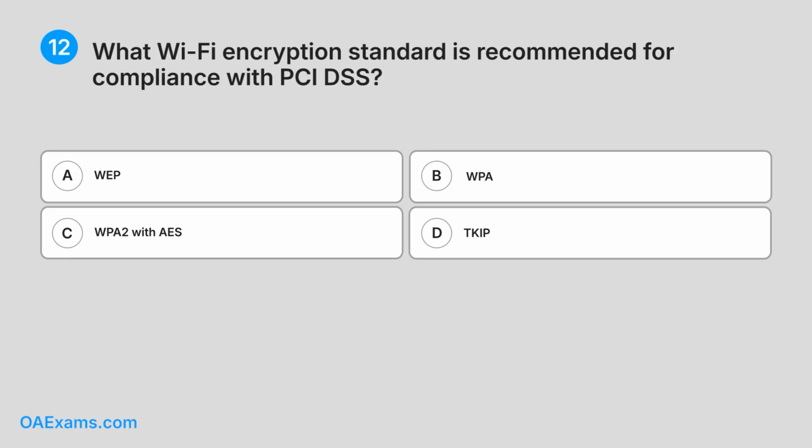12. What Wi-Fi encryption standard is recommended for compliance with PCI DSS? A. WEP. B. WPA. C. WPA2 with AES. D. TKIP. Can you guess the answer?